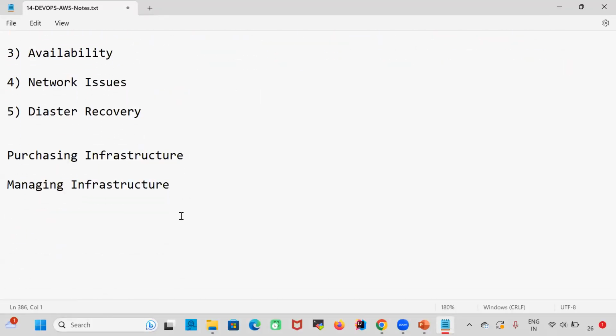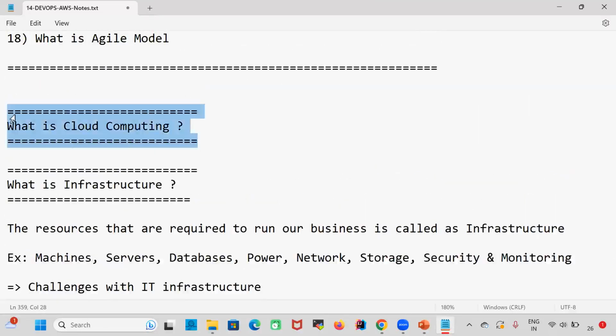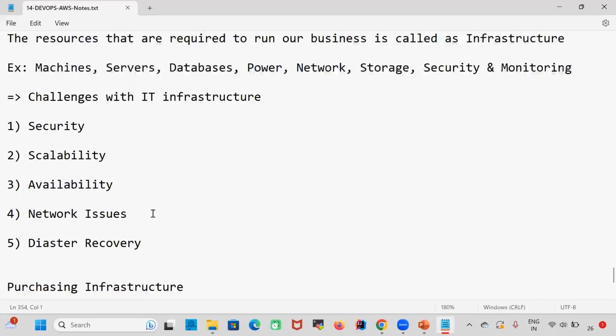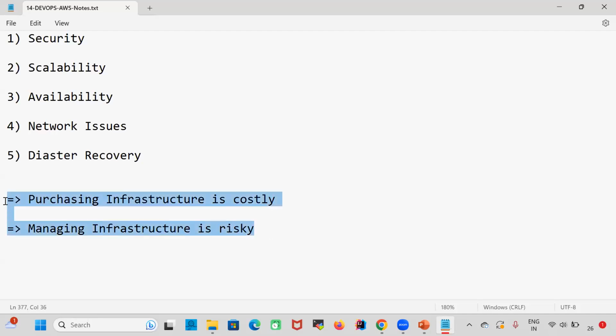To overcome the problems of infrastructure management, people are going for a concept called cloud computing. Are you guys getting my point? What is cloud computing? If you purchase the infrastructure, then you need to manage the infrastructure. Purchasing infrastructure is costly. Managing infrastructure is risky. If you want to purchase the infrastructure, you need to invest a lot of money. In order to manage the infrastructure, you need to recruit a lot of people. So always there is a challenge. Money wise, we have to spend a lot of money, and management wise, we need to recruit a lot of people. We need to be very careful. Always we need to monitor our infrastructure.